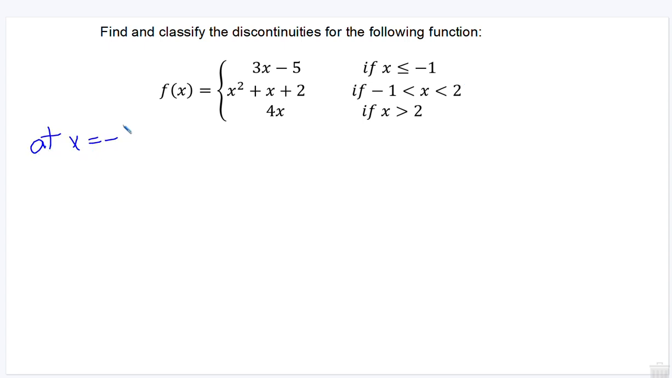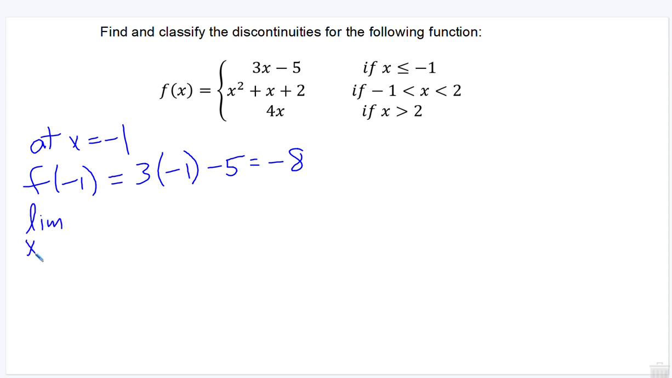At x equals negative 1, first thing is, does f of negative 1 exist? Well, it says it's 3x minus 5 if x is less than or equal to negative 1. So yes, it does exist. For f of negative 1, we use that piece of it. 3 times negative 1 minus 5 gives us negative 8. So we know that f of negative 1 exists. Its value is negative 8. The second thing we would check is, does the limit as x approaches negative 1 of f of x exist?